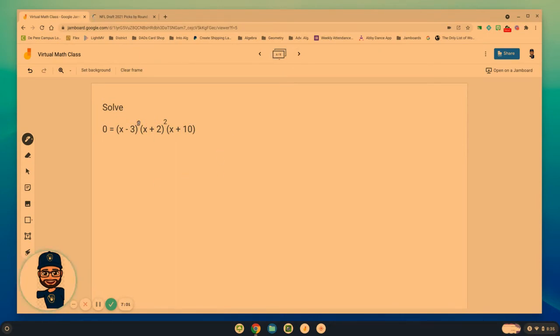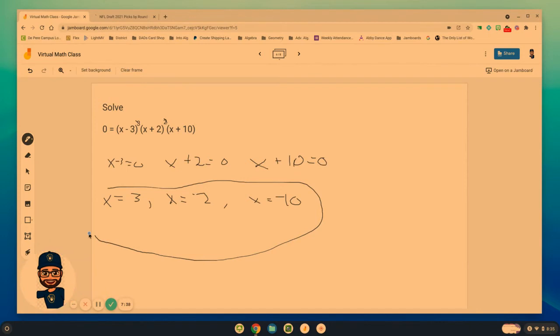Well, again, we can ignore the exponents because it's all being multiplied. And we can say x minus 3 has to equal 0, x plus 2 equals 0, and x plus 10 equals 0. And solve each one. Add 3 to both sides, we get x equals 3. Minus 2 from both sides, and we get x equals negative 2. Subtract 10 from both sides, and we get x equals negative 10. So we solved it for each of those factors in the problem.